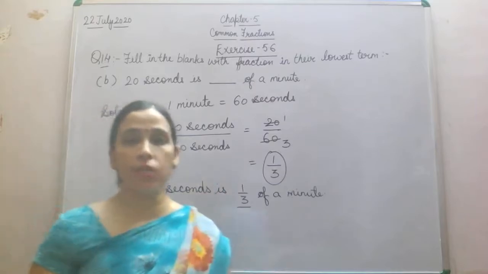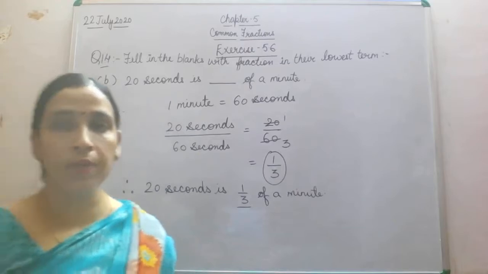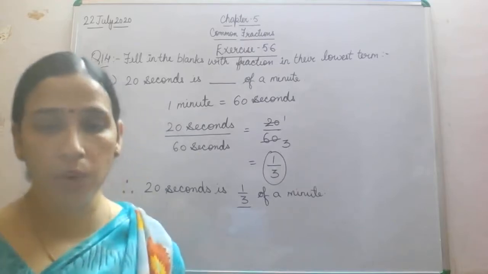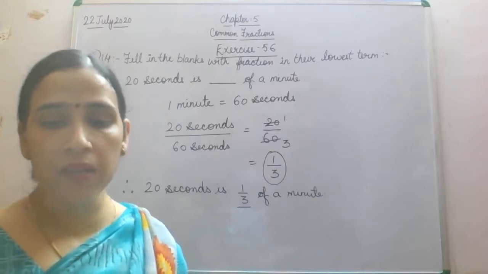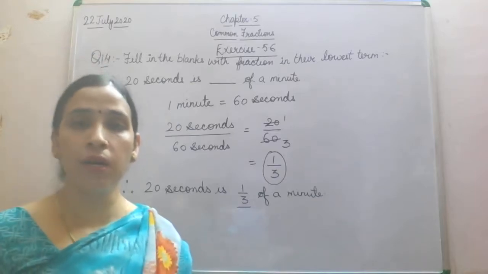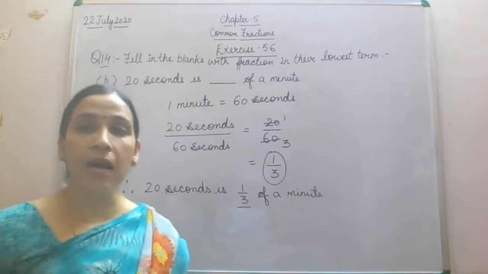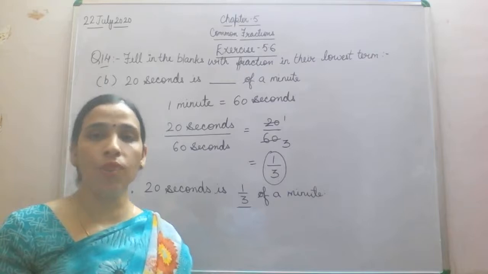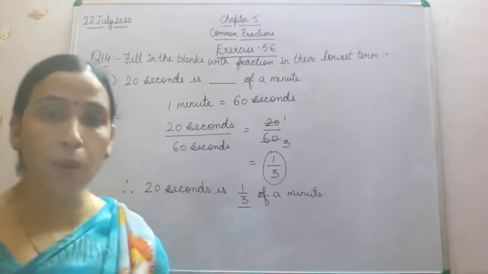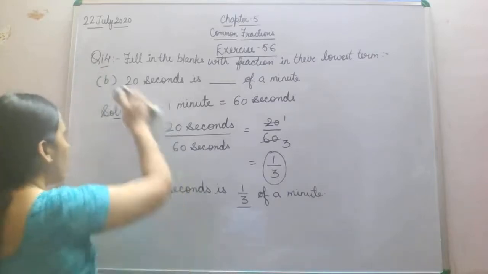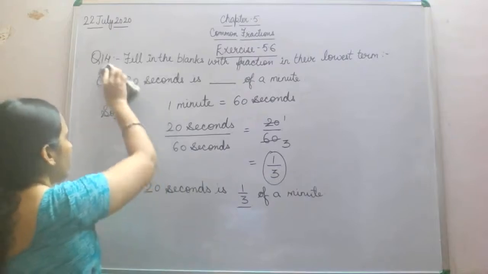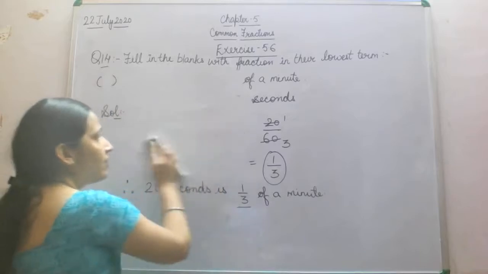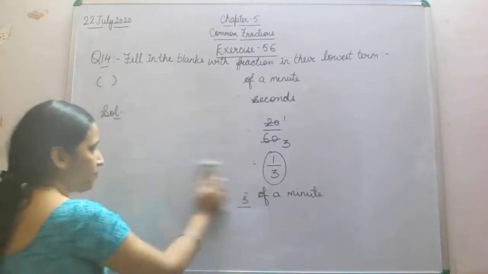So children, we will move to our next question of this 14 only. Next part of the question number 14, that is 5 years is dash of a decade. Now that we have done yesterday also. A decade consists of how many years? Think about it. That we have done yesterday also. I have told you that in one decade we have how many years?